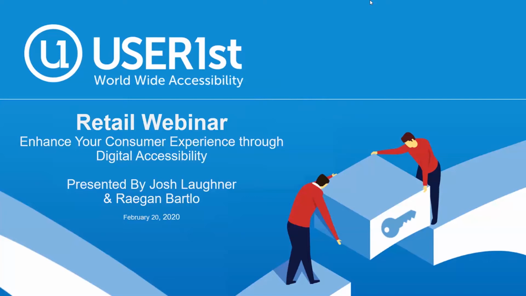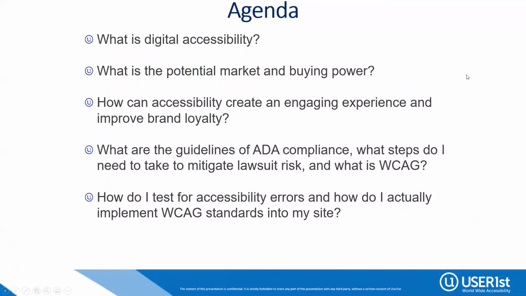So our agenda today, we're going to go over some of the basics of what is digital accessibility. We're going to move into the potential market and buying power of people with disabilities. How can accessibility create an engaging experience and improve brand loyalty, and the guidelines around ADA compliance, steps that you can do to mitigate your lawsuit risk, as well as what is WCAG and what are those guidelines that will help you mitigate those risks. And then how do you test for accessibility errors, and how do you actually implement those guidelines?